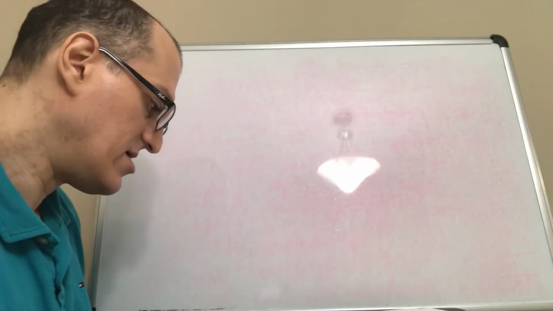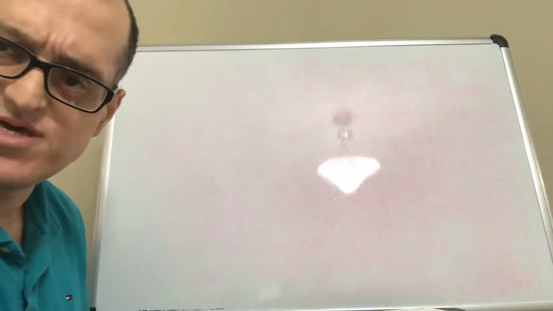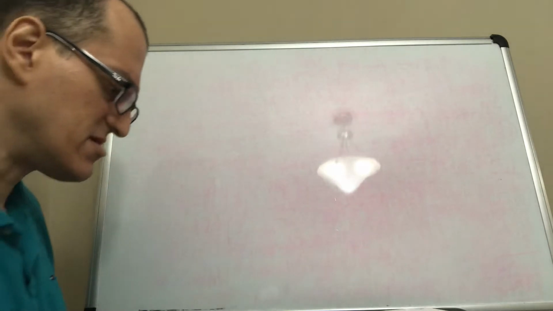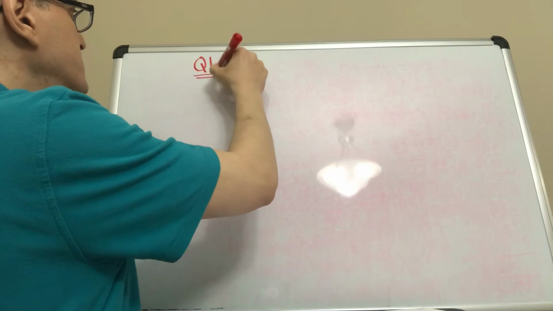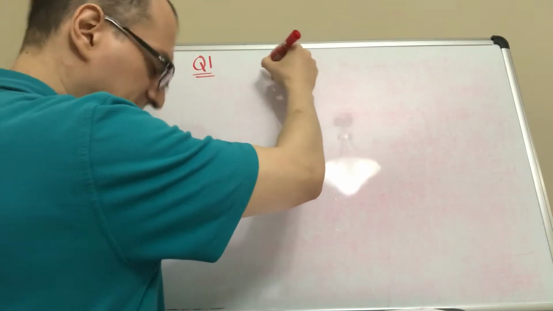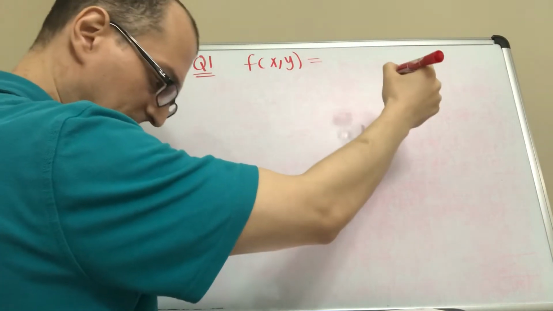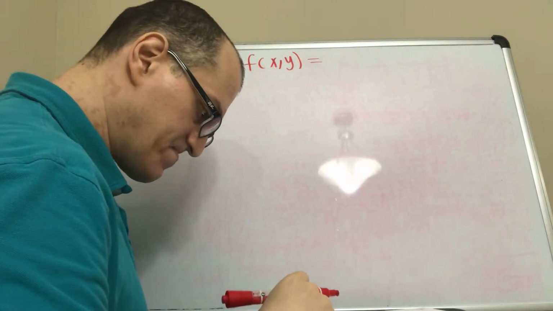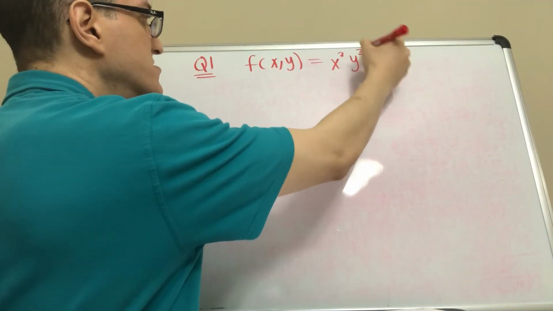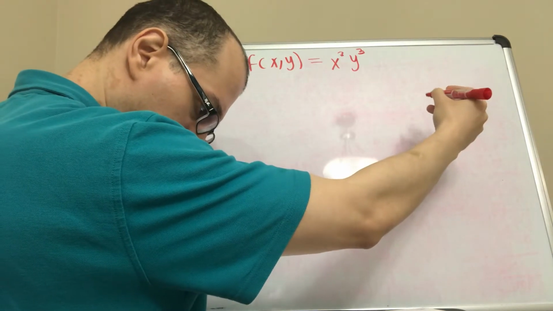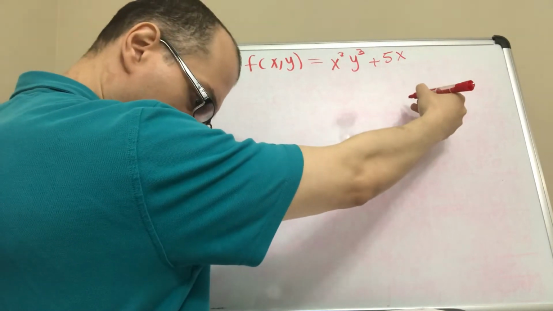Okay, I'm gonna do worksheet 5A. I'm not gonna do B because it's pretty much the same idea. Question 1. You have this function in terms of x and y, and it's x squared, y cubed, 5x, y squared.